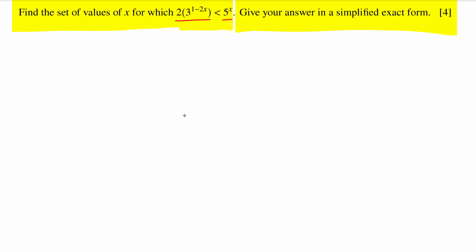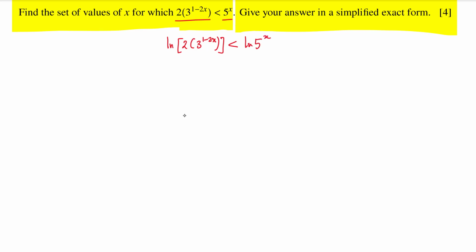So how do we solve for it? Of course we have two terms, one on the left and one on the right, so we are going to take the log directly. Taking log on both sides, I will take ln on both sides. So it is ln of 2 times 3 to the power 1 minus 2x, in brackets, less than ln of 5 to the power x.